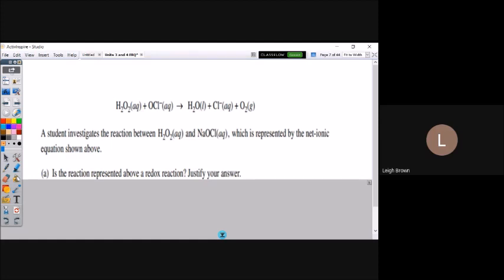So if we go through this and write our oxidation numbers, we can see if we have something to be oxidized and something to be reduced. And if that is the case, then we know that we have this reaction. We can answer the question.